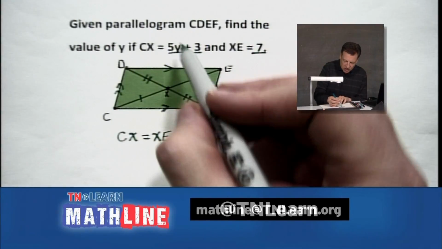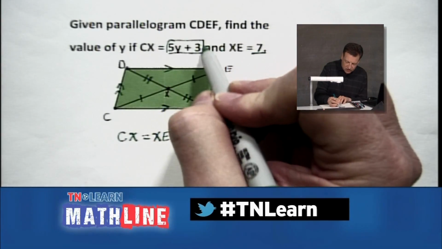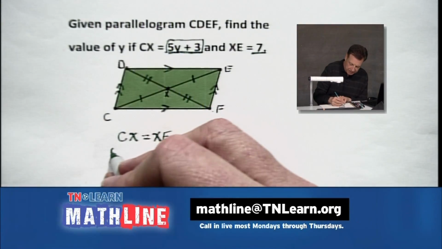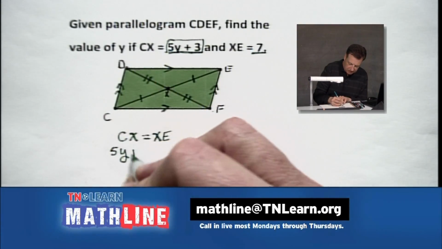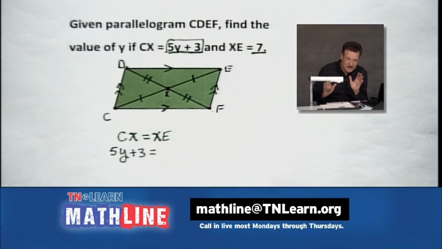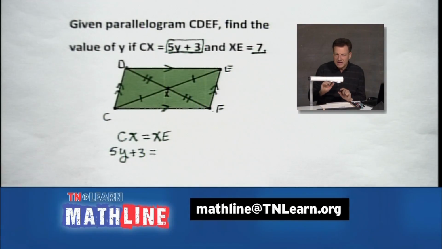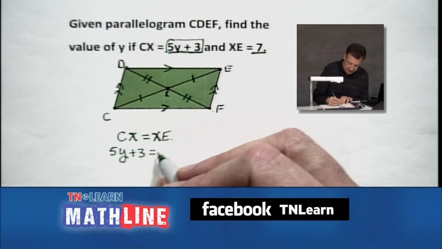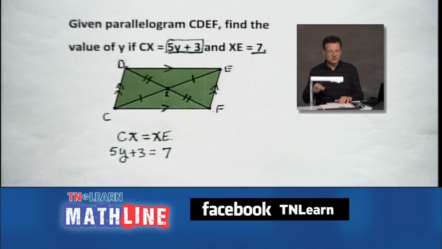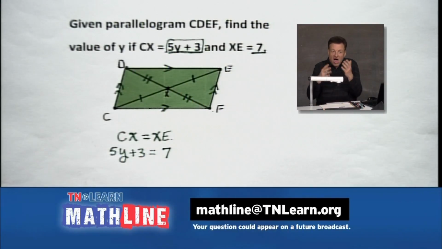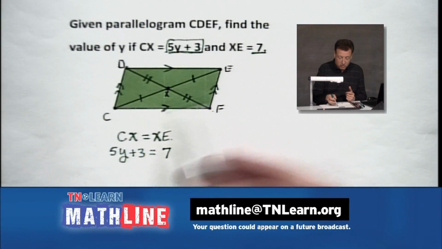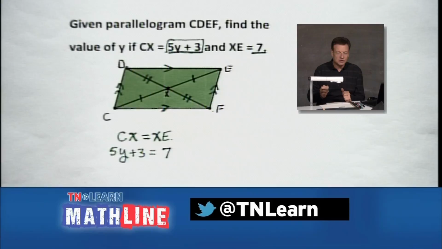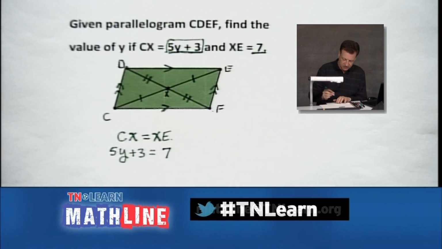So what we're going to do, we're going to take this little value. You see that little value? It's 5y plus 3. We're going to put it in place of CX. There we are, 5y plus 3. How happy together they are. Now, on the other side of the coin, XE, well, hey, we know it's 7. That's our story right now. That's all we need to know to find out what y is equal to. So let's go after it.